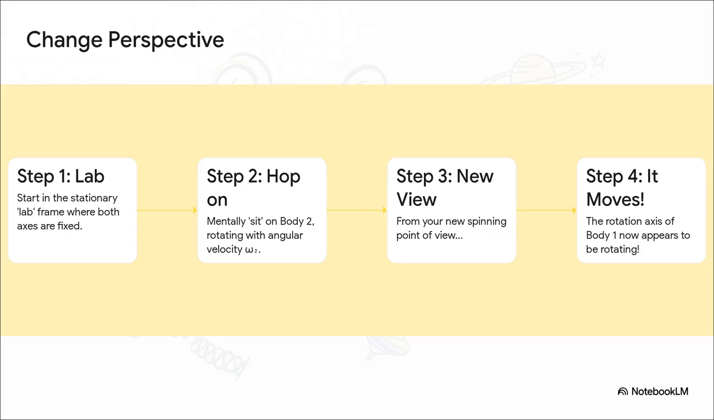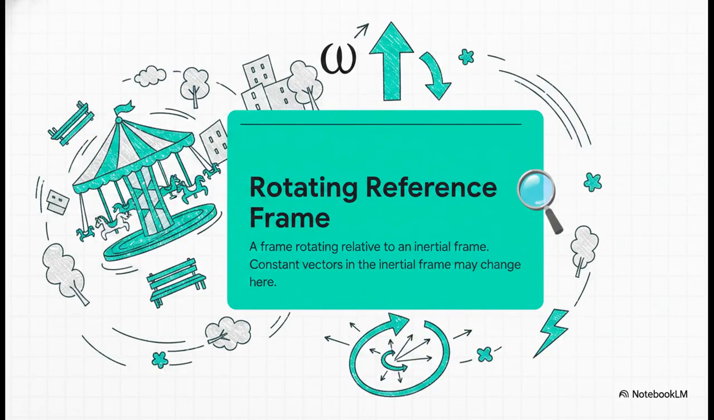So first, picture yourself just standing in a lab, watching these two objects spin. That's our starting point. Now for the fun part. Imagine you could shrink down and sit on body 2. You're now spinning right along with it at angular velocity omega-2. So, what does the world look like from your new spinning point of view? Everything else, the lab, the floor, and crucially, the rotation axis of body 1, it all seems to be rotating around you.